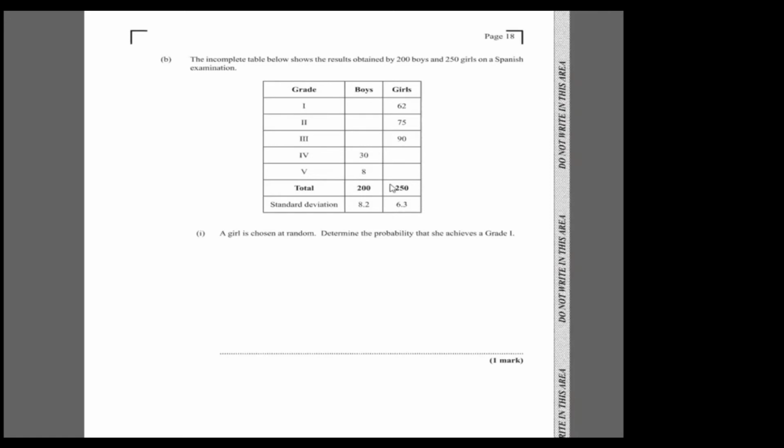Well, there's a high chance a girl is going to get a grade 1, because look at that, guys. They tell us that 62 girls get 1s. That is so magnificent. So the probability of a girl, I call G for girl, the probability of a girl getting a grade 1 is equal to the total amount of girls that get grade 1, 62, over the total amount of girls that sit the Spanish exam, 250. So guys, there's almost a quarter of a chance of a girl getting a 1.